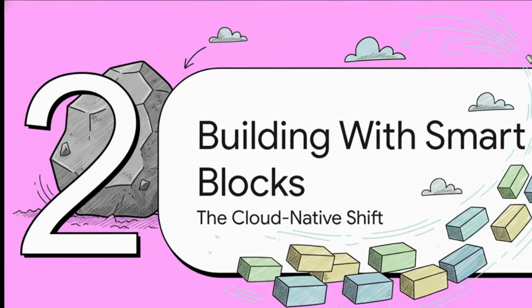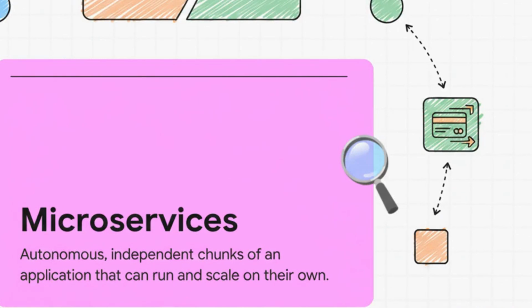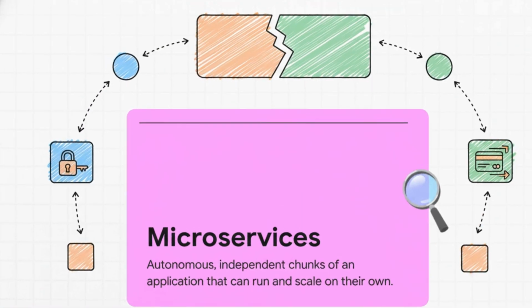Okay, so how do we fix this? Well, the answer is to stop trying to move that giant boulder. Instead, we're going to break it down and start building with smart, flexible blocks. This is really the fundamental shift of cloud native. And the first big idea here is microservices. Instead of one giant application, we break it down into dozens or maybe even hundreds of tiny, independent services. Each one does just one job, like, say, handling user logins or processing payments. And it does that one job really, really well.